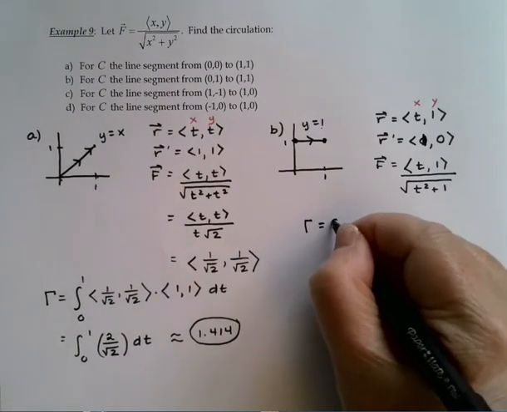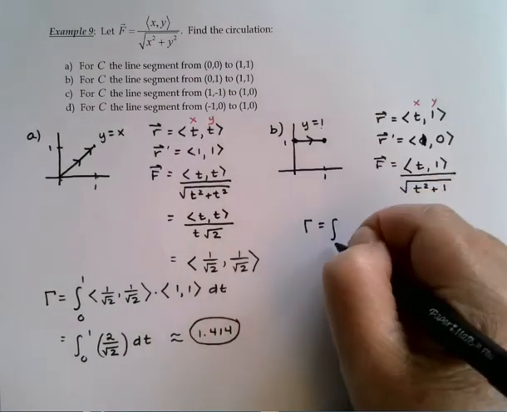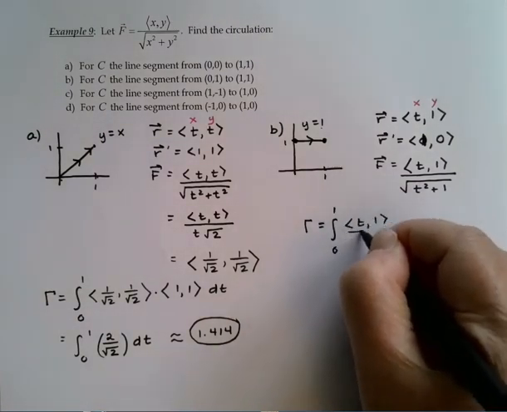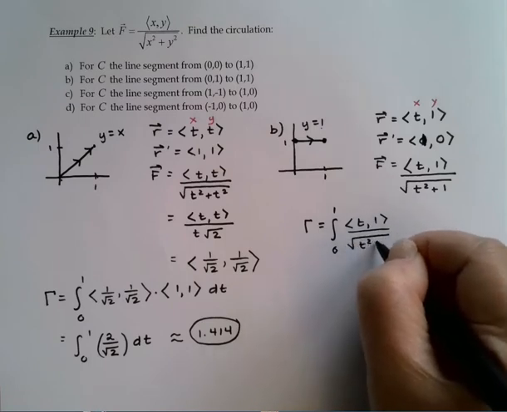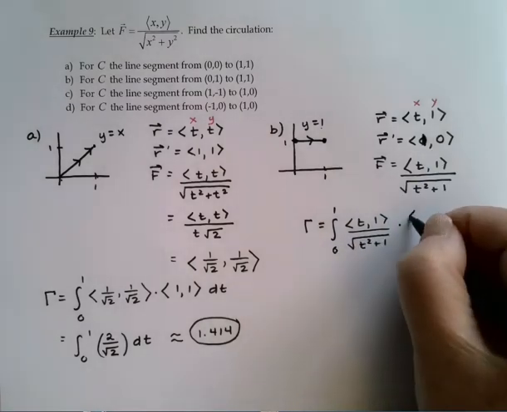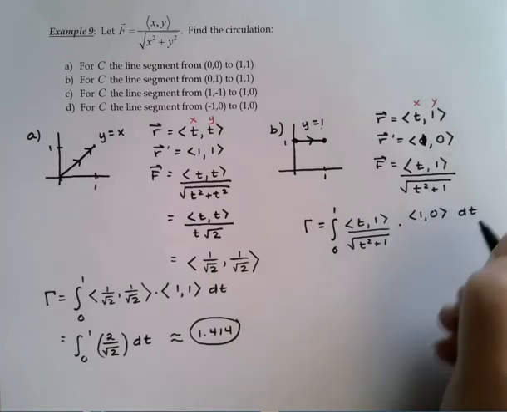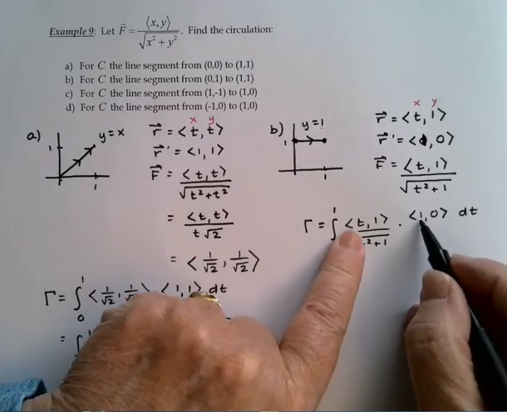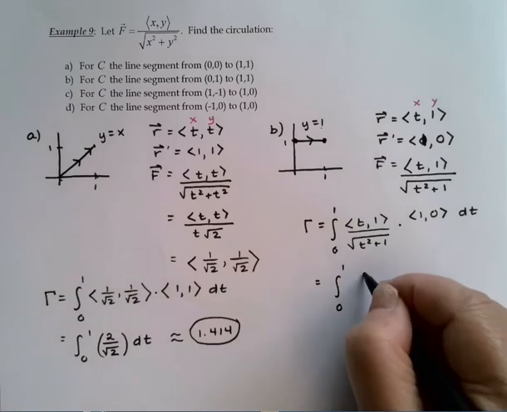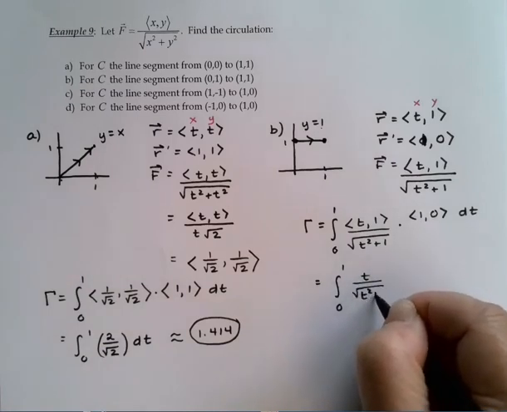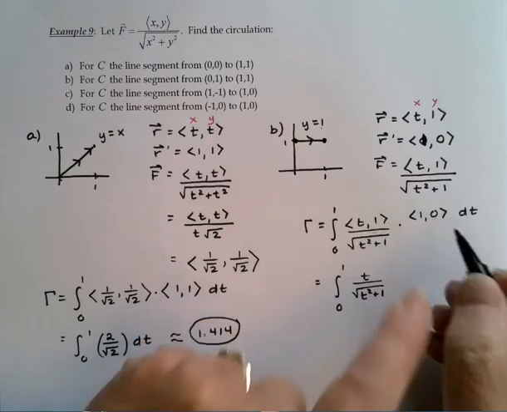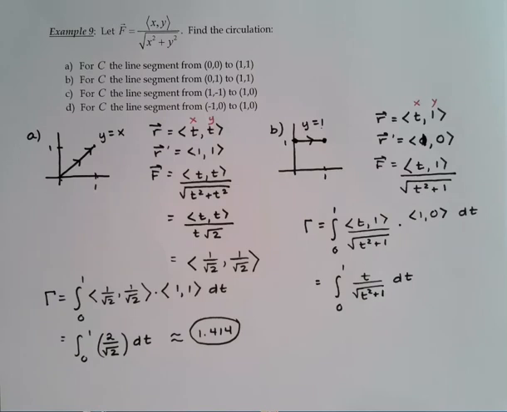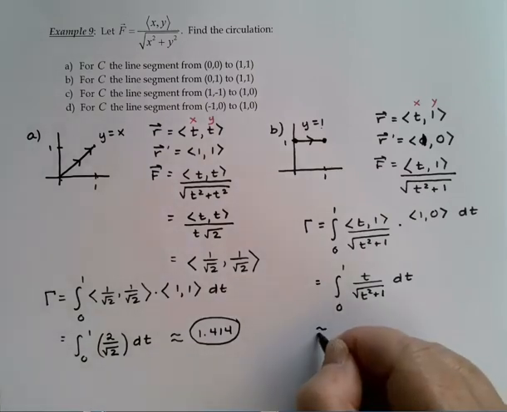So my circulation, x is t, and x is going from 0 to 1 again. I take f, dot product with r prime, and that's going to give me t over the square root of t squared plus 1, plus 1 times 0 is 0, so nothing for the second term. And once again, just a matter of going through and integrating that on the calculator if you want to. I got 0.414.